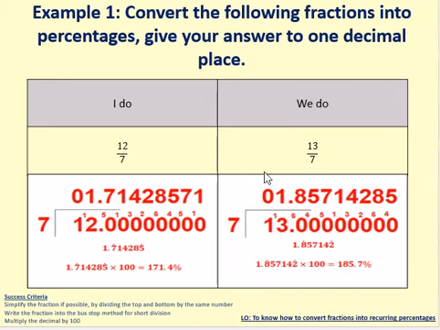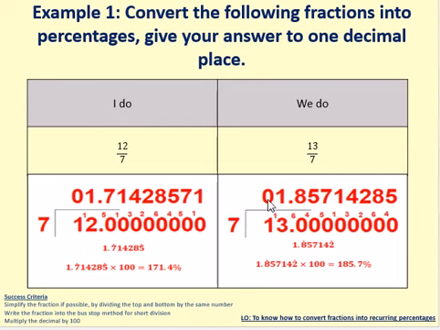Okay, so for the we do, 13 divided by 7. So again, 13 with 0.00000 and so on after it, so we can do the bus stop without changing the value of 13. And the 7 here to the left. Now do your bus stop and again go through with your method.